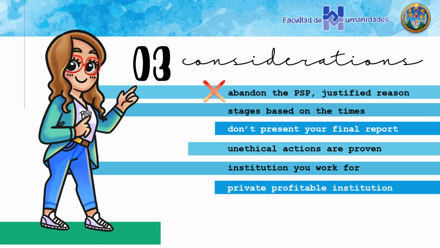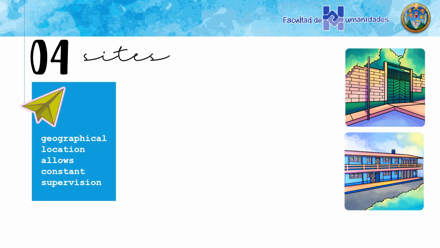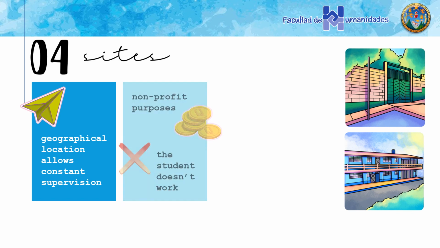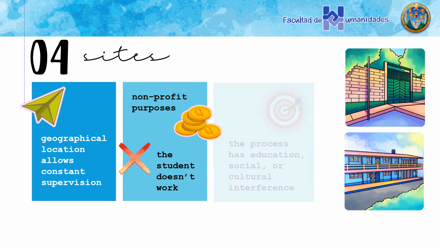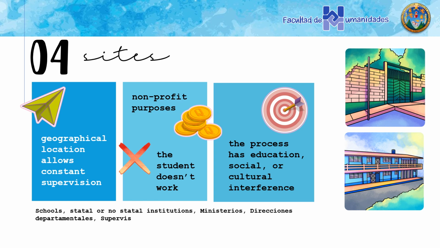a private, profitable institution. Remember, authorized sites for the completion of your PSP are communities or organizations with geographical locations that allow constant supervision. Any institution with non-profit purposes or institutions in which the student doesn't work, a school, estatal, or no estatal institutions in which the process has education, social, or cultural influence, like ministerios, direcciones departamentales, supervisiones, ONGs, gobernaciones departamentales, municipalidades, organismos internacionales, or comunidades organizadas.